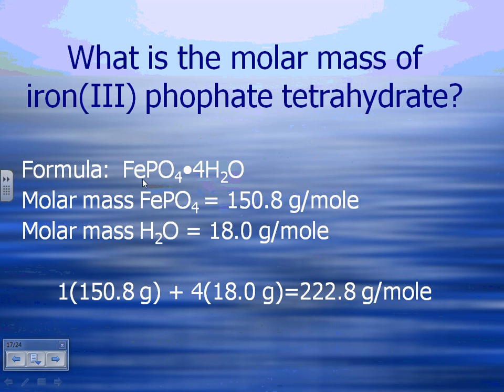You figure out the molar mass of iron phosphate. You know how to do that. Look it up on your periodic table. Water, you know, is 18 grams per mole. Then you just add them together. I have 1 iron(III) phosphate plus 4 water, so I take 4 times my 18 and add that to my iron phosphate. That dot does not represent multiplication. Just add them together. The iron(III) phosphate plus the 4 waters is the molar mass of the whole compound.